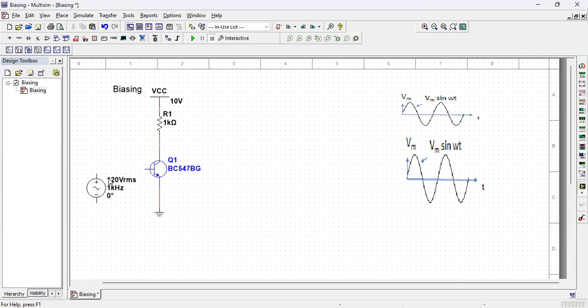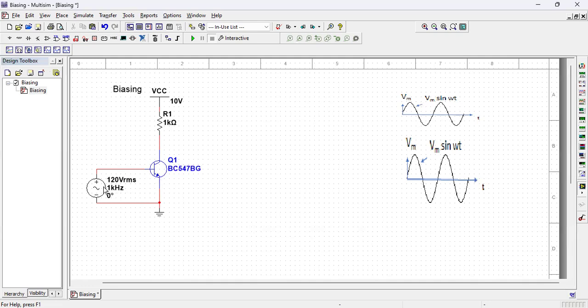And because of this voltage, I'll not run the simulation, I'll just connect and show you. If you connect this, then 120 volt will appear across the base emitter junction. So obviously base emitter junction will burn, because base emitter junction has only base emitter resistance, which is around 20 to 25 ohm.